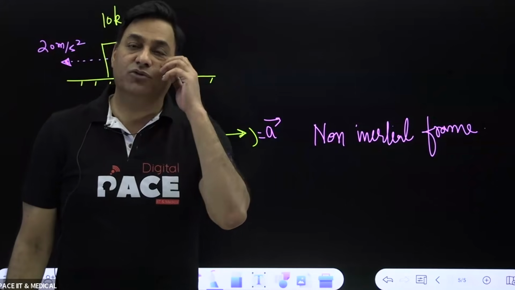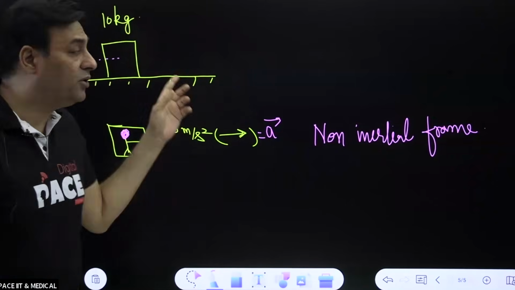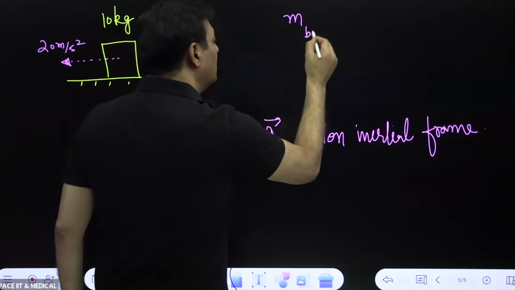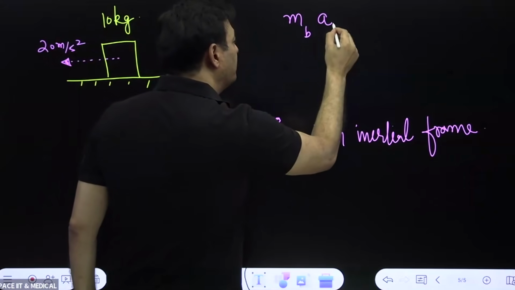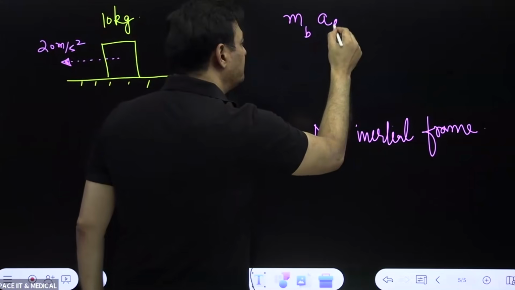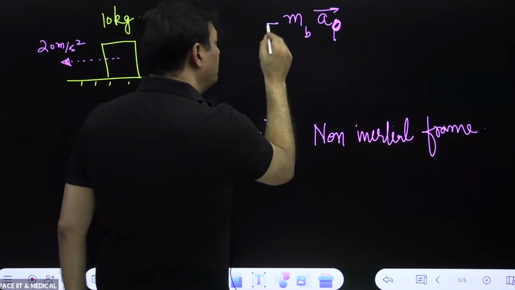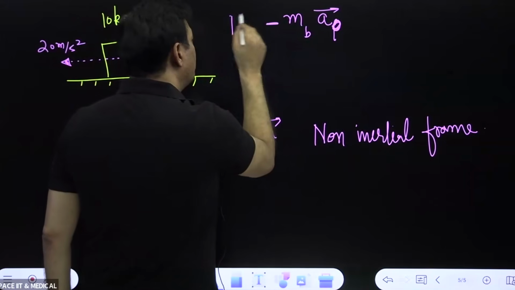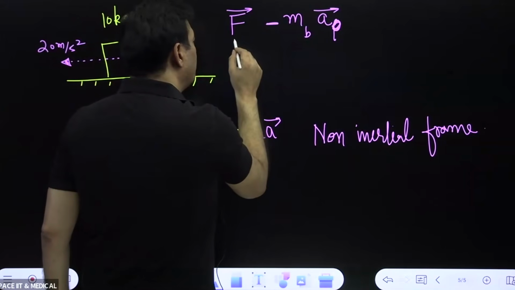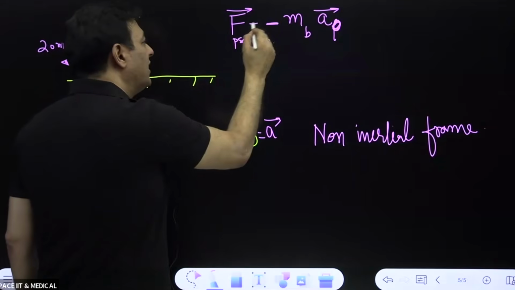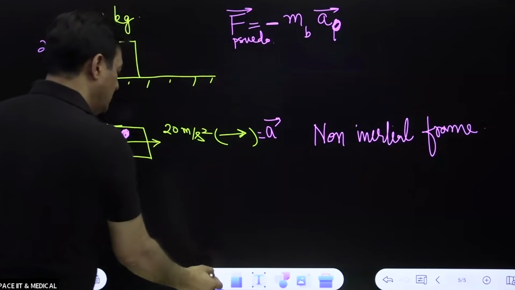And how much should that force be? That force should be the mass of the body being observed, times the acceleration of the frame of the observer, and opposite in direction. This should be the pseudo force, which you will apply. Apply this pseudo force.